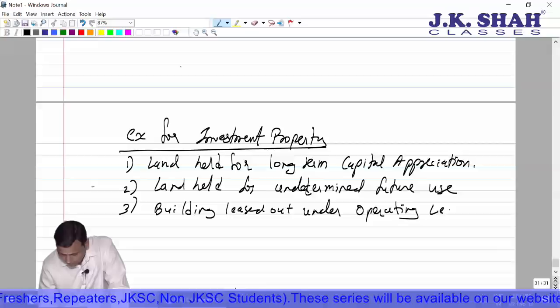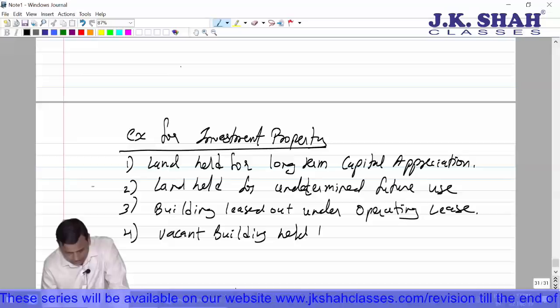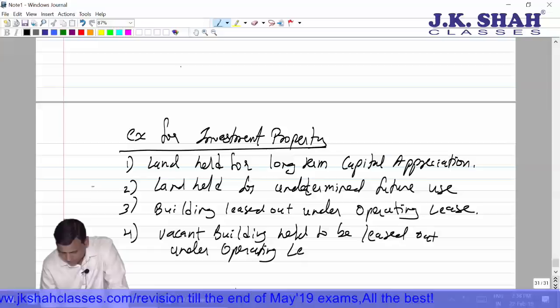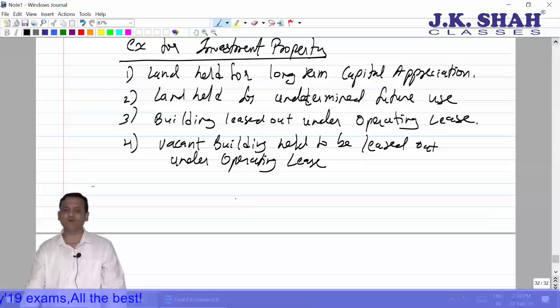Building leased out under operating lease. Vacant building held to be leased out under operating lease. See, there are a few examples I am giving you of what is nothing but investment property. Take these four things as the base. Yes, many more are there. We have given the notes. I am just giving you a brief idea here.